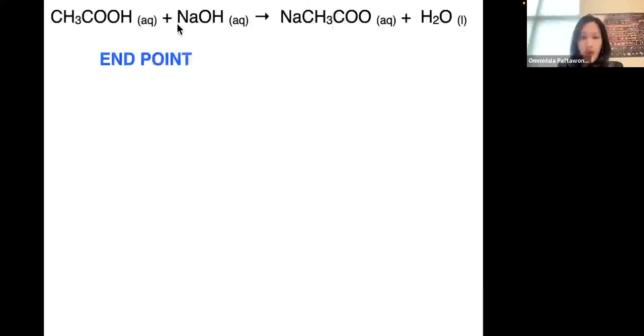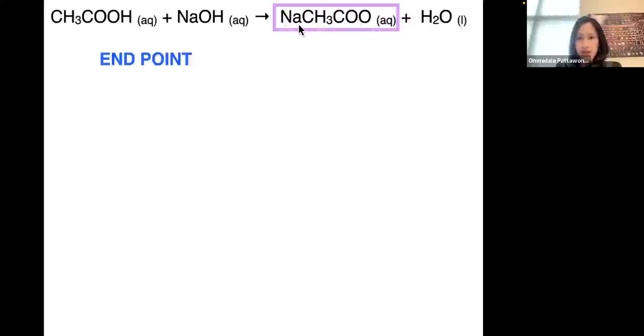So at the end point, when you have these two moles equal to each other, they are going to cancel each other out, and they are going to convert into these two products. That means at the end point, you no longer have an acid and base. At the end point, there would be only the salt, sodium acetate, available, and also water as well.